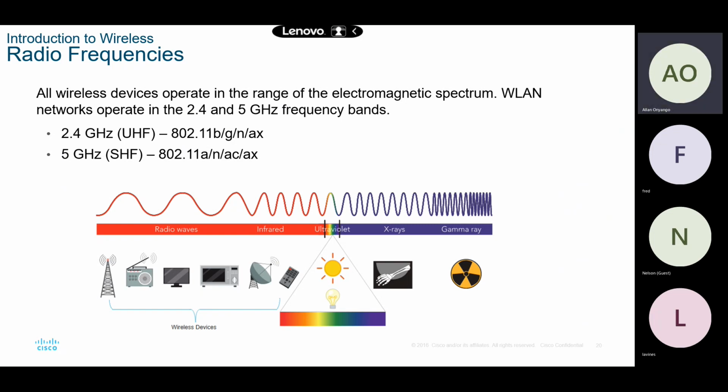Now, because the wireless network travels over electromagnetic waves, they use radio frequencies. And so all wireless devices are in the range of the electromagnetic spectrum, and they operate in either the 2.4 or 5 gigahertz frequency bands.